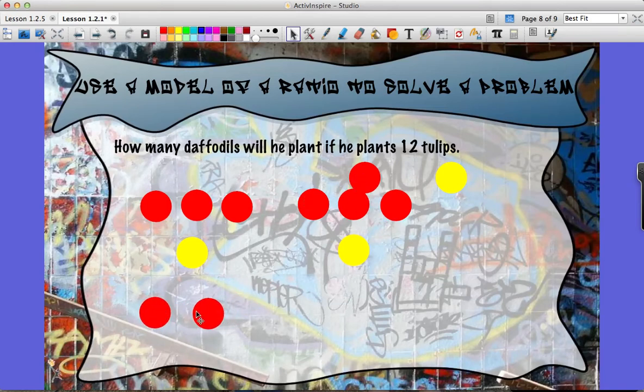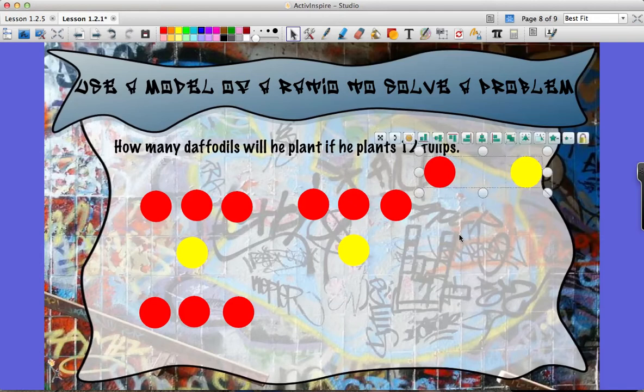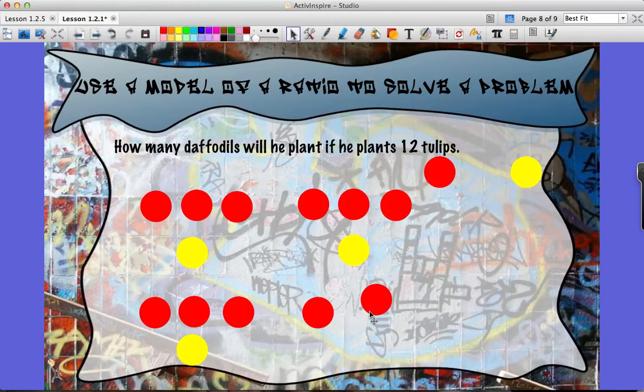And we need to be able to draw these models. I know that there's a different way to do this just using math, but right now we're focusing on how to use models to find our answer. So I have another 3 tulips, which means I get to add another daffodil. I'm at 9 tulips, 10, 11, 12, which means I get to plant 1 more daffodil. So if I plant 12 tulips, I know that I have to plant 4 daffodils.